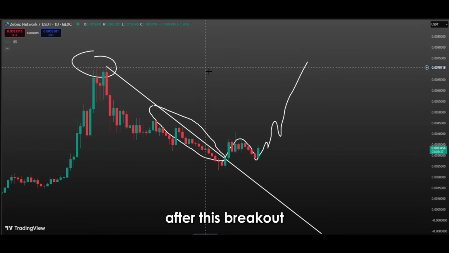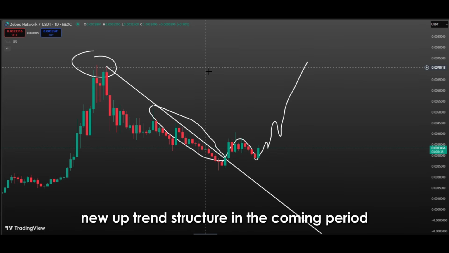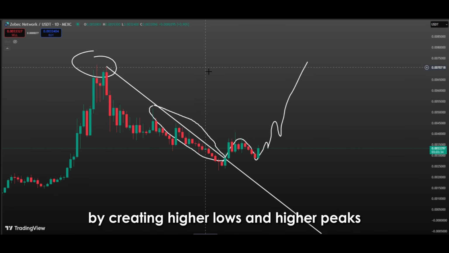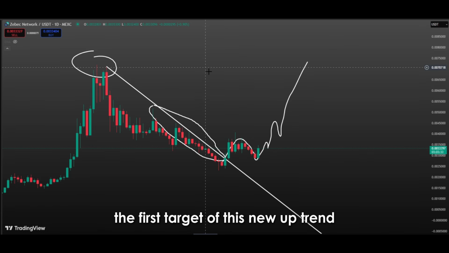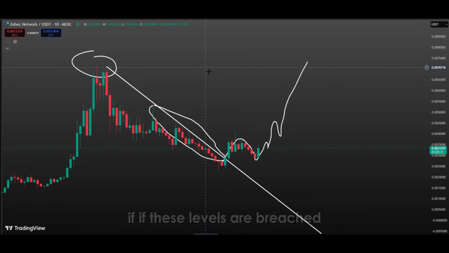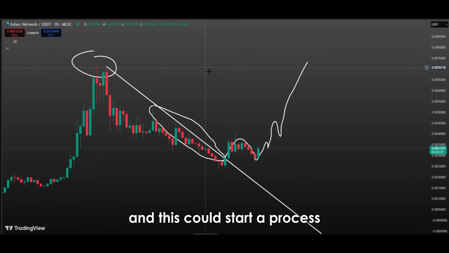After this breakout, we can predict that the price may start to form a new uptrend structure in the coming period and transition to a technically healthy bull trend by creating higher lows and higher peaks. The first target of this new uptrend is usually the upper bands of the range in the previous downtrend. If these levels are breached, the resistance zones seen in the higher time frames will come into play, and this could start a process where the price could climb much higher.